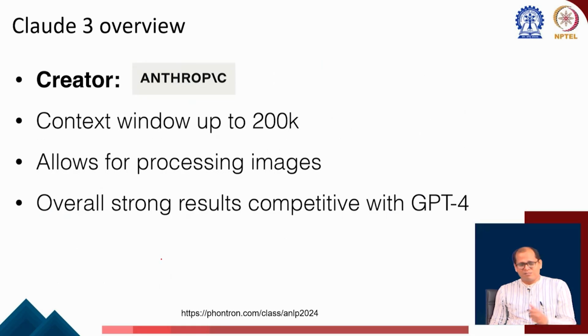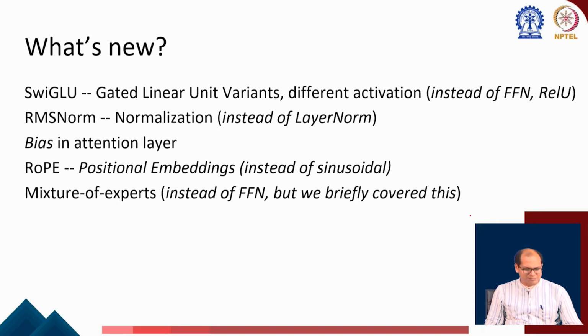And then you have the Claude model, again a very popular model. It comes at the same level as GPT and Gemini, and it can also take a very long context, process images, and has shown very strong competitive results with GPT-4. So, these are some open and closed models, but not all, right. These are not exhaustive, just some representative models.